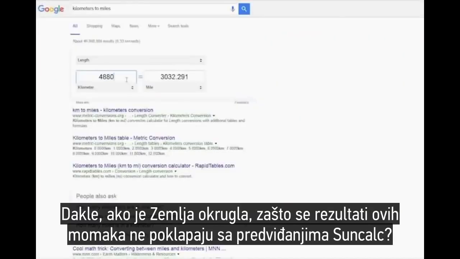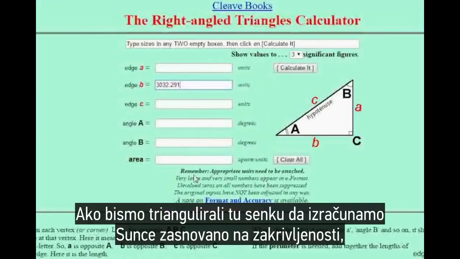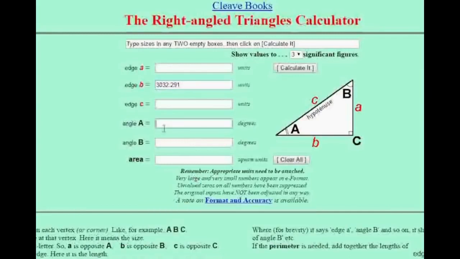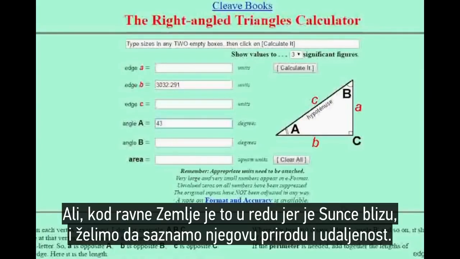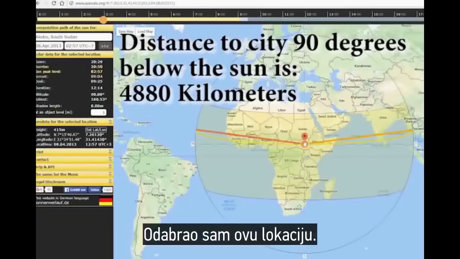So if the Earth is round, then why do the results of these kids not match SunCalc's predictions? If we were to triangulate that shadow to calculate the sun based on a curve, we would never make it to our 93 million mile sun. But in a flat Earth, it's okay because the sun is close and we care about knowing its nature and distance. So now I'm going to choose a city on the equator. I chose this location.